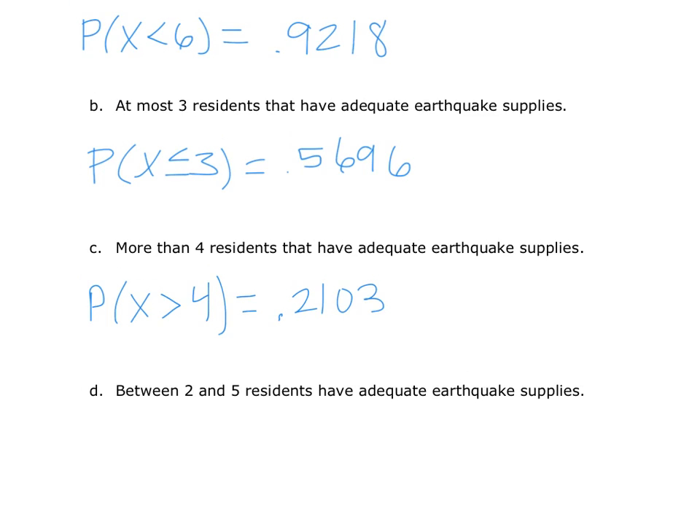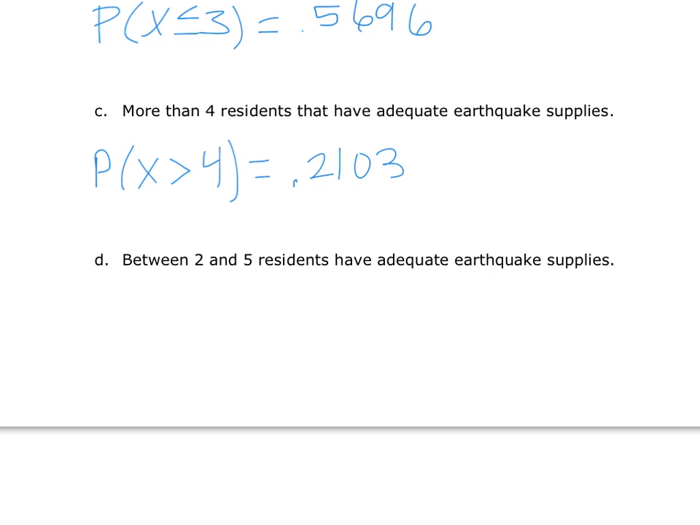Okay, the next one, between 2 and 5 residents have adequate earthquake supplies. So between means that we're not including those two numbers. If we write this in probability notation, x is in between those two values. So 2 is less than x, and x is less than 5. So we're going to write it like that. Now, the probability calculator doesn't give us a way to put in two values for x, so we're going to need to figure out a way to use what's given to us.